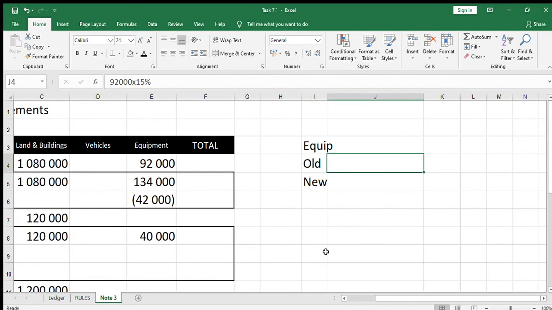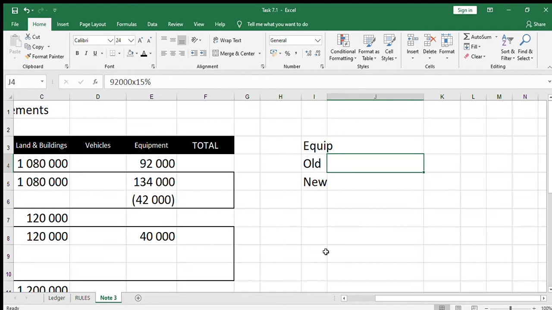We now need to calculate depreciation, so we're going to calculate that. We have to calculate depreciation separately for the old equipment and for the new equipment. Equipment depreciation is calculated at 15% per annum on the diminishing balance. Diminishing balance means you need cost minus accumulated depreciation and multiply your answer by 15%.